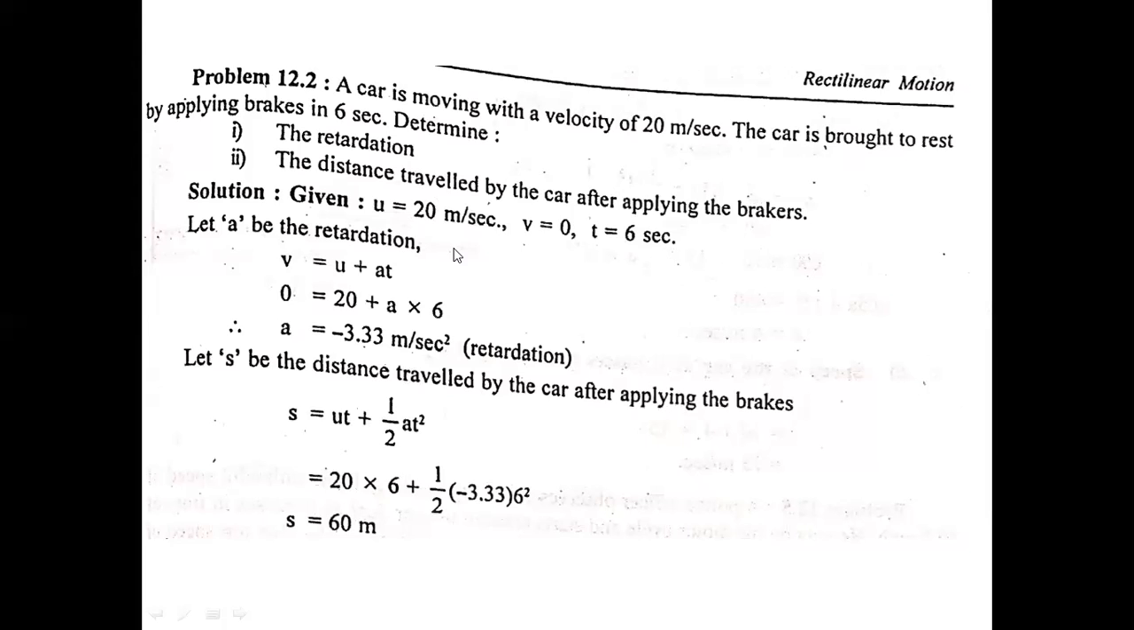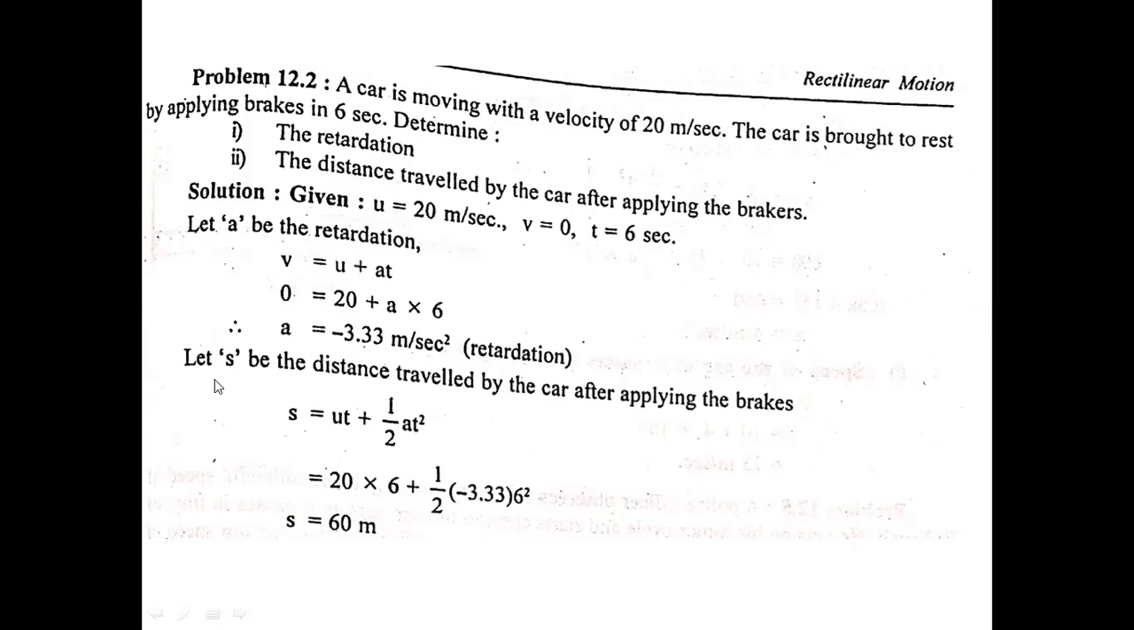Now we have the velocity equation, v is equal to u plus at. Final velocity is 0, u is the initial velocity, I substituted it as 20. Acceleration is unknown, not given in the problem. Then t is 6 seconds. Now I got a negative sign, acceleration is minus 3.33. It means it is retardation. The negative sign indicates the vehicle is under stopping condition. Acceleration is negative, means it is retarded.